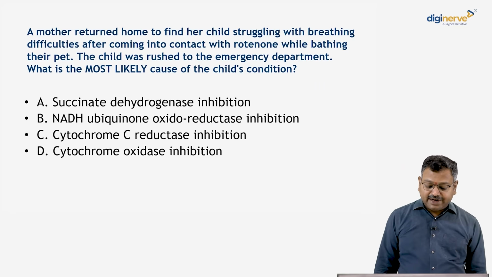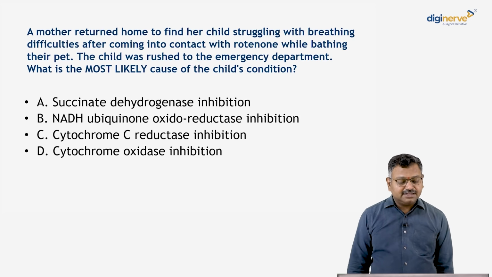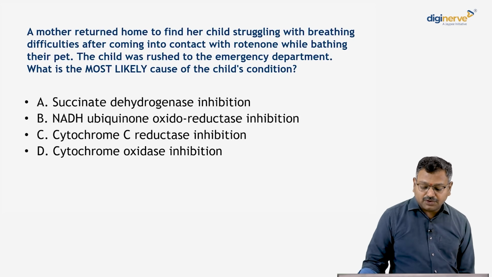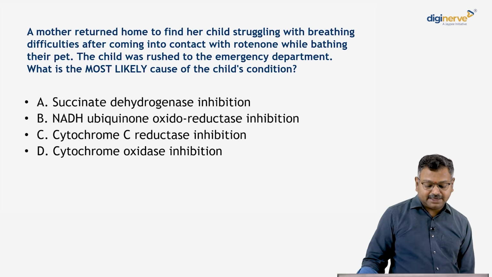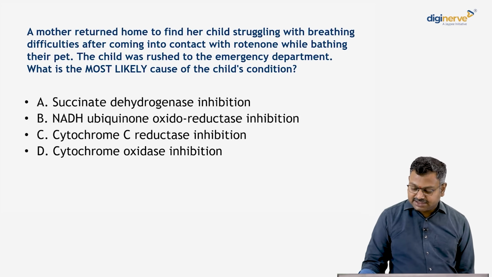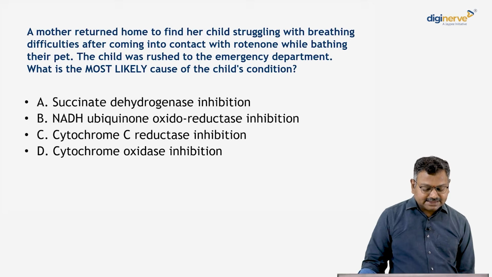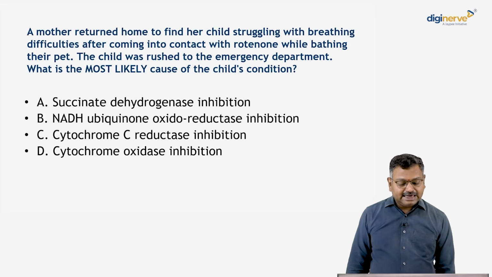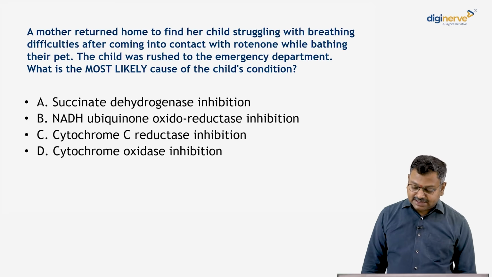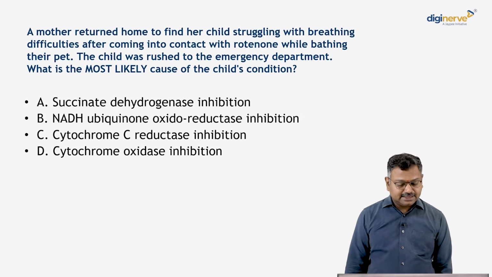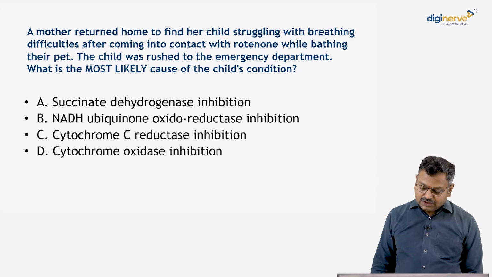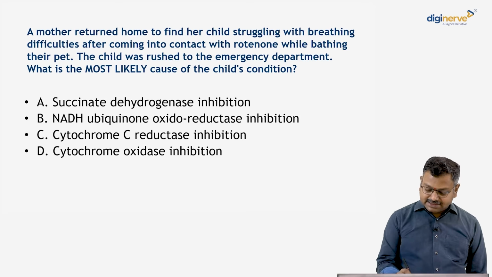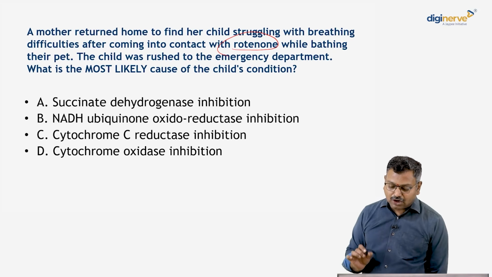Mother returned to find her child struggling with breathing difficulties after coming into contact with the rotenone while bathing with the pet. What is the most common condition that you are seeing here? Is it the succinate dehydrogenase inhibition, NADH ubiquinone oxidoreductase inhibition, cytochrome reductase or cytochrome oxidase? So rotenone is a pesticide, what you are seeing here, rotenone, and that will inhibit the complex 1.